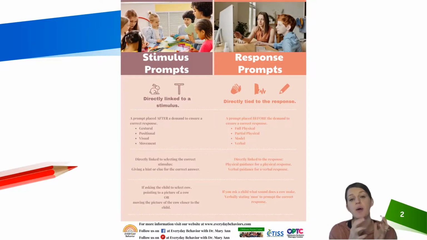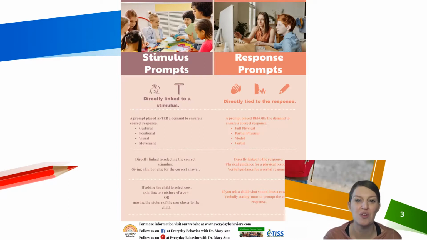So you have stimulus prompts linked to the stimulus, the item, the physical thing that they're supposed to select or touch or do. Whereas response prompts, that would be writing. They are supposed to select or to engage in the correct response. So writing the correct letter, saying the correct word, doing the correct gesture, imitating you, driving a car, whatever that is.